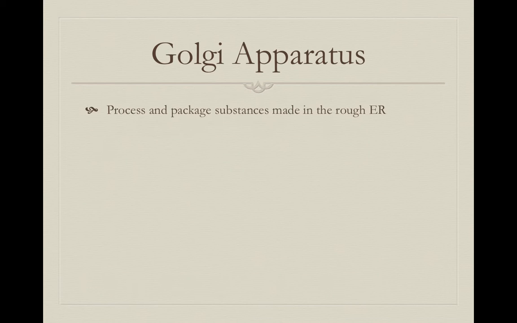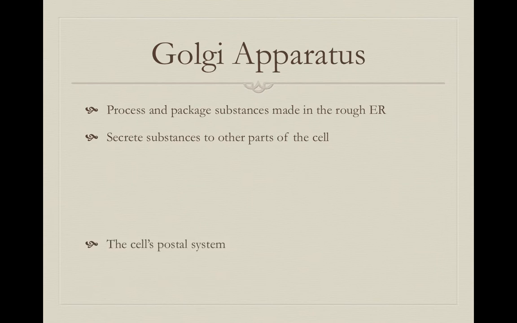The Golgi apparatus. This processes and packages some substances made in the rough ER. It also secretes substances to other parts of the cell. I'd like to call this the cell's postal system because it really is just a transporter of materials everywhere, all throughout the cell.